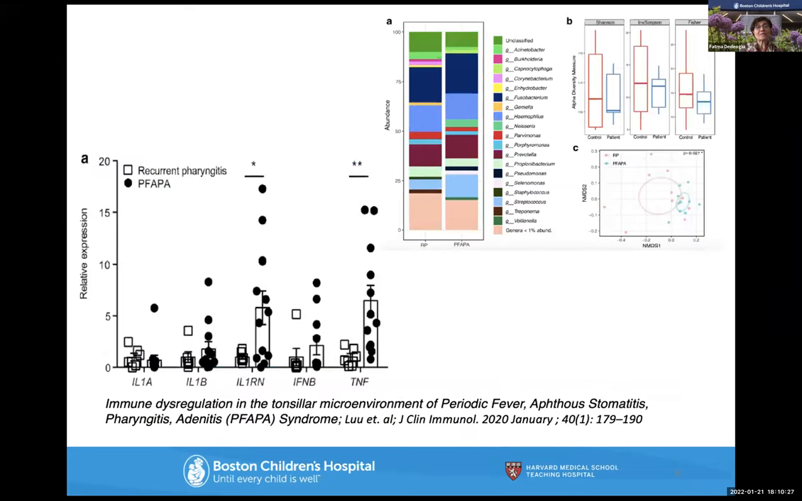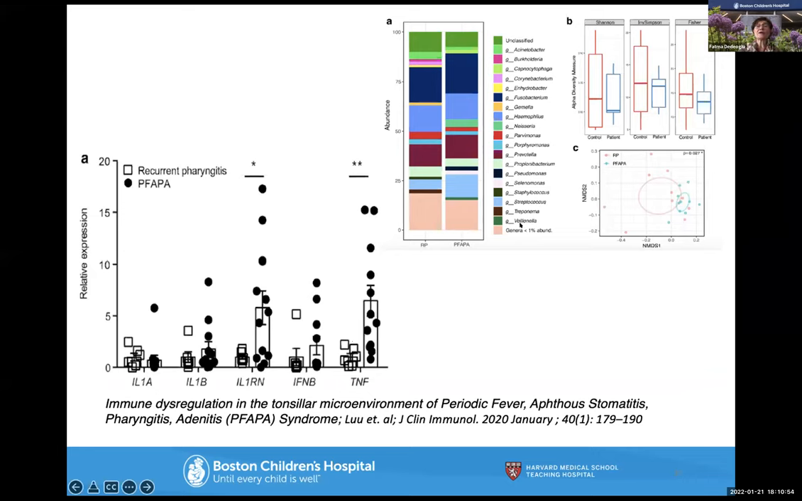And then while preparing for today's talk, I also found this article on the microenvironment in the tonsillar tissue. And they also showed that PFAPA patients, compared to recurrent pharyngitis, had a higher IL-1 receptor antagonist and TNF.